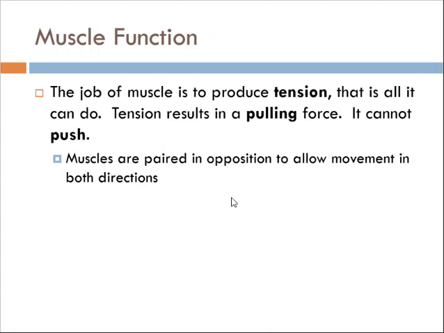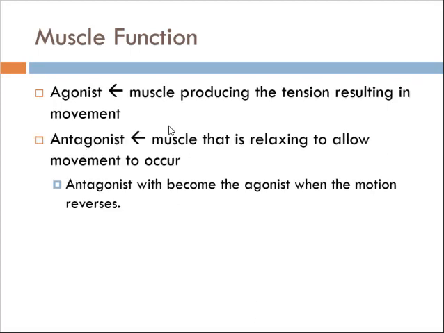The job of the muscle is to produce tension, and that's it. That's all it can do. A muscle can only pull, it cannot push. So what is unique here is that all muscles are paired in opposition in terms of this agonist-antagonist relationship. You have one muscle that's producing tension, and you have another muscle at the same time that's relaxing. Then when you go to reposition, let's say I go to touch my shoulder and then I go back down to straighten my arm, the agonist now becomes the antagonist, and the antagonist becomes the agonist.